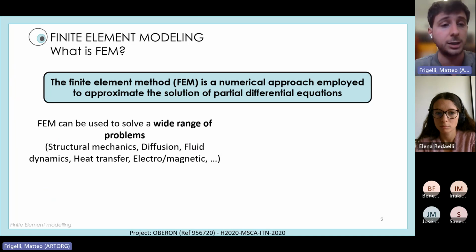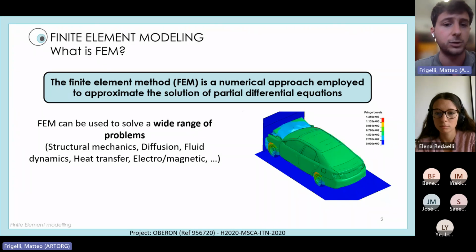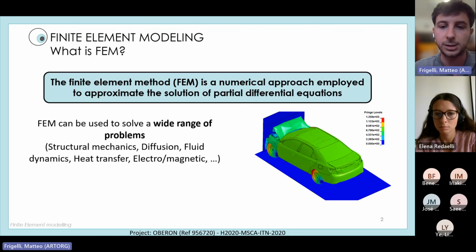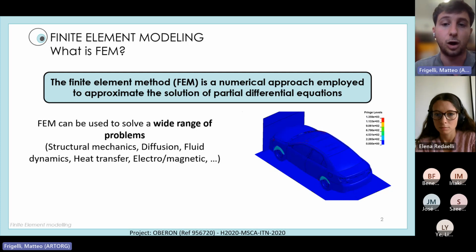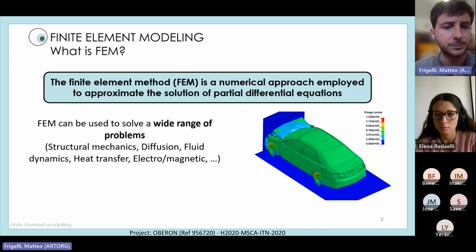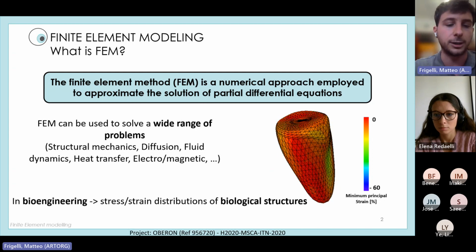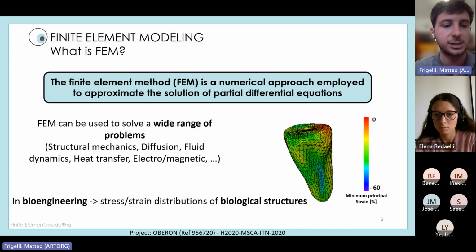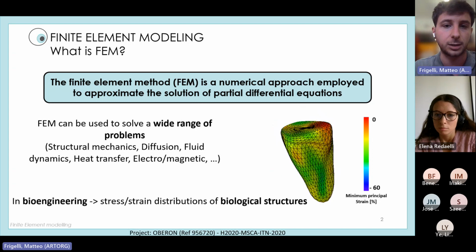It's used generically in engineering to solve a wide range of problems like structural mechanics, diffusion problems, fluid dynamics, heat transfer, electromagnetics. As you can see here, this is a very easy example of a crash test of a car, where finite element methods can help in localizing the concentration of stress and higher deformations. And in bioengineering as well, it is employed to analyze the stress-strain distributions of biological structures. Here you see a left ventricle during a cardiac cycle.